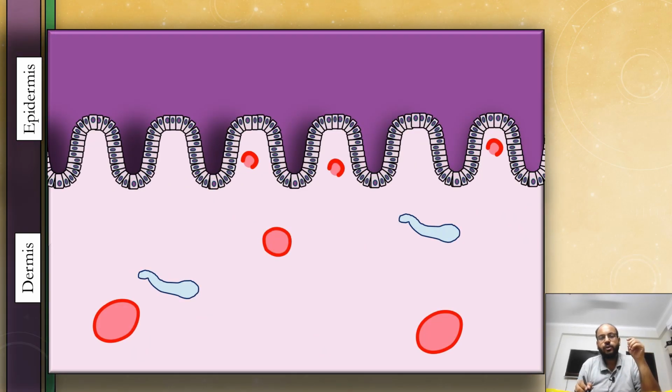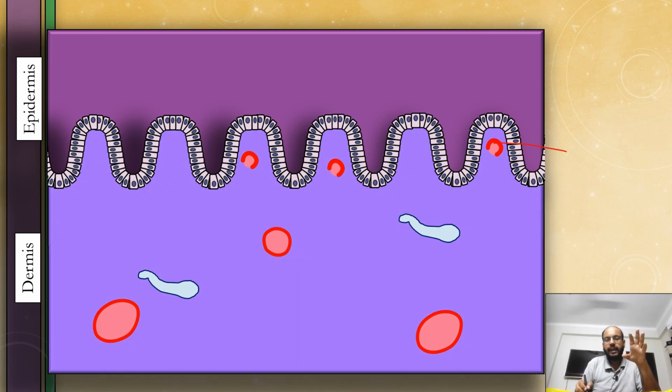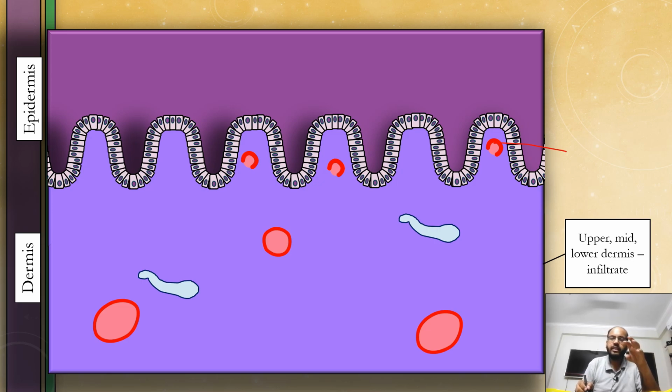So, let's again go back to our schematic diagram of a skin biopsy. We have the epidermis, we have the dermis, and the basal layer separating them. We have the different arterioles and venules and papillary dermal capillaries. In a tubercular granulomatous tissue reaction pattern, the upper, mid, and lower dermis is filled with lymphocytic infiltrate.